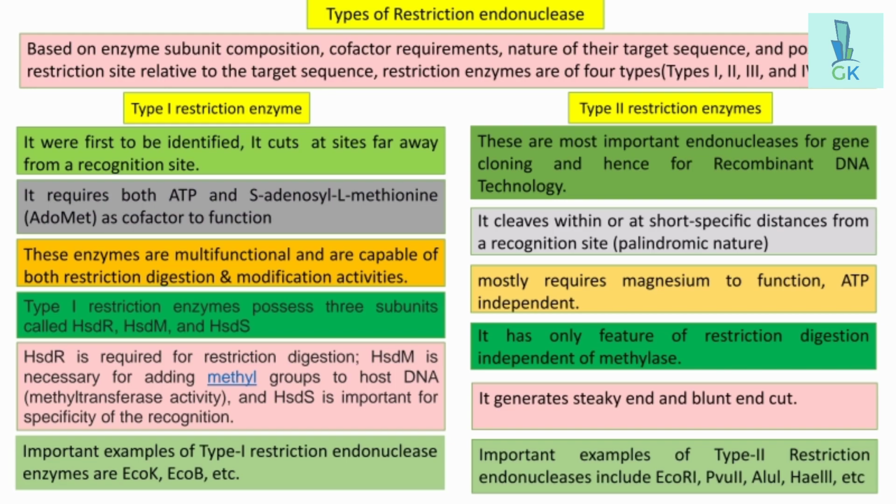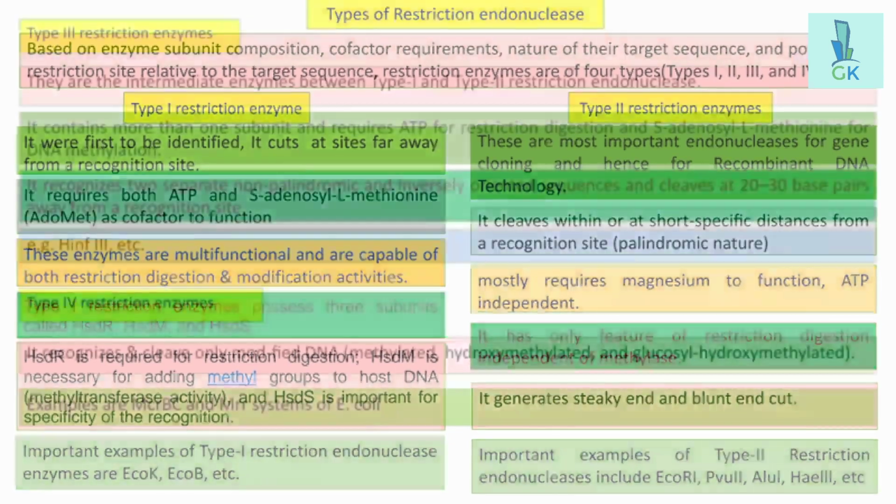Type 2 restriction enzymes are the most common and useful restriction endonucleases. They are important enzymes in recombinant DNA technology. They cut DNA at the restriction site or near the restriction site. They only need magnesium for proper function. They are ATP independent enzymes and can only do restriction digestion. When type 2 restriction endonucleases cut DNA, they generate sticky and blunt ends. Examples of type 2 restriction enzymes are EcoRI, AluI, etc.